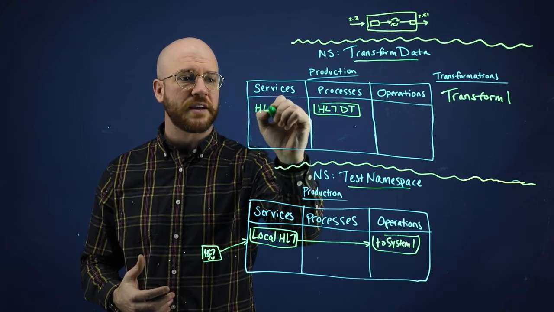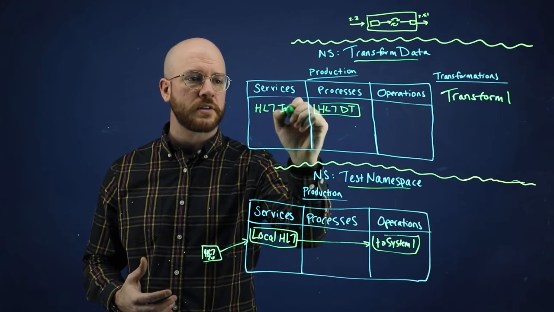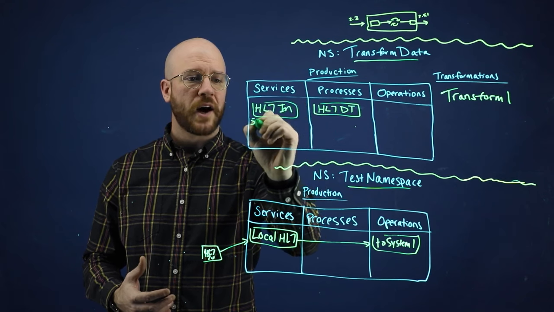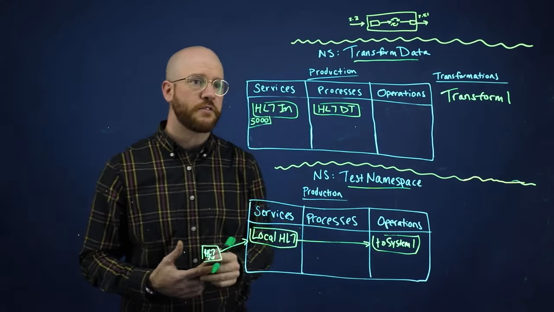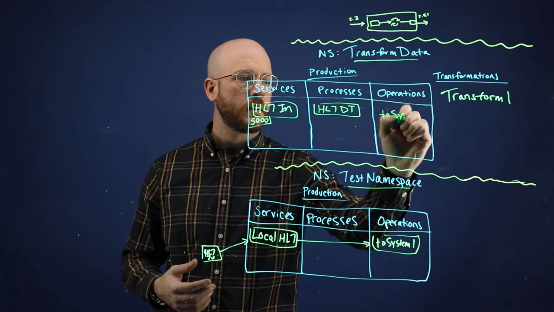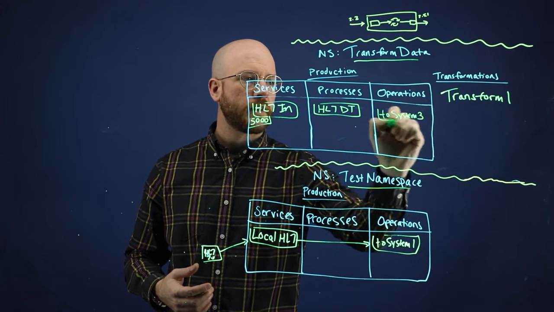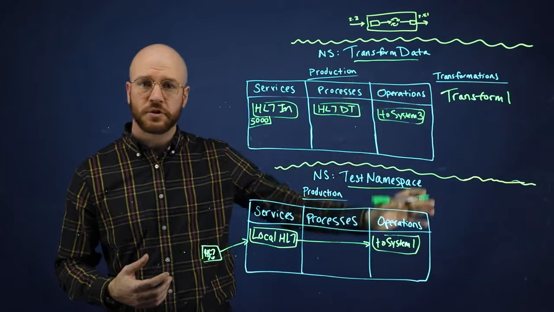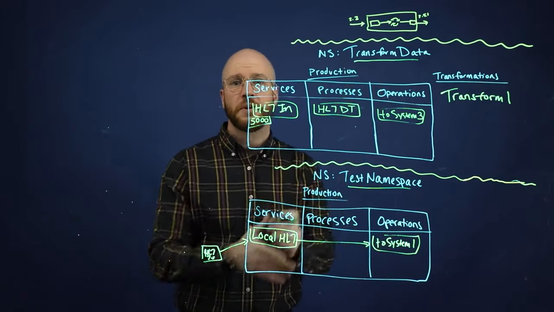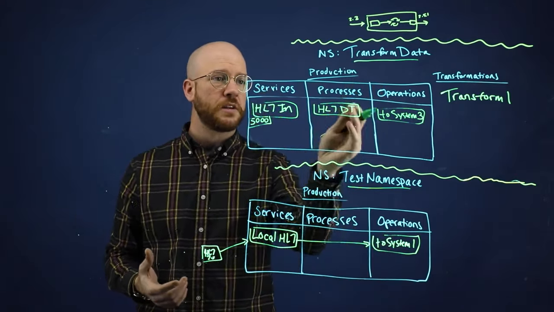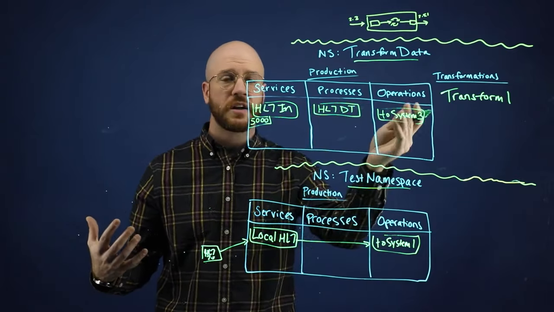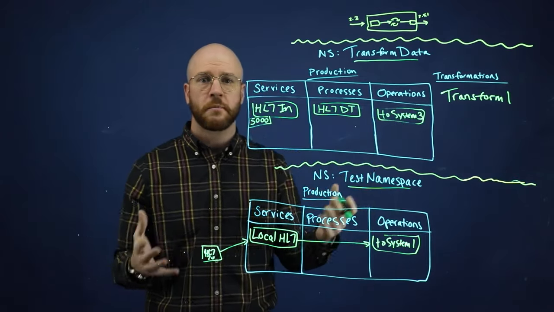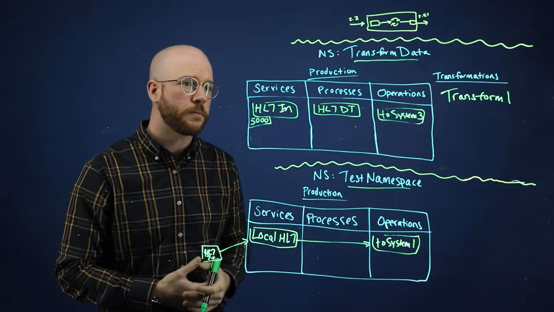So maybe we have an HL7 in business service. And remember, that watches on port 5000 for incoming HL7 messages. And then on the other side of it, we might have a to system 3 operation that will actually be sending messages to the downstream system that we haven't gotten to yet. But that'll be the business operation. And so ultimately, the business process here in the middle will have a source of HL7 in and a target of to system 3, and it'll work on both sides to be able to route those messages accordingly.